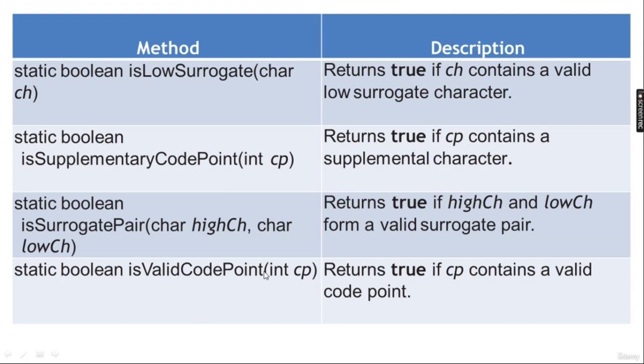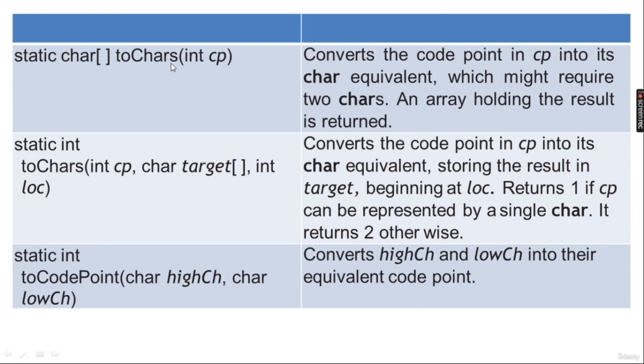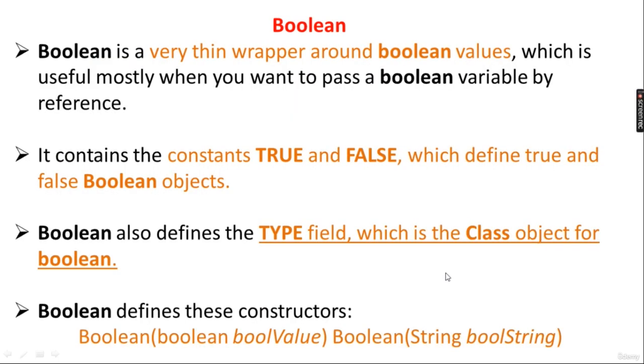Then static boolean isValidCodePoint(int cp) returns true if cp contains a valid code point. Static char[] toChars(int cp) converts the code point in cp into its char equivalent, which might require two chars. An array holding the result is returned. Static int toChars(int cp, char[] target, int loc) converts the code point in cp into its char equivalent, storing the result in target beginning at loc. It returns 1 if cp can be represented by a single char, otherwise 2 chars are needed. Static int toCodePoint(char highCh, char lowCh) converts highCh and lowCh into their equivalent code point.